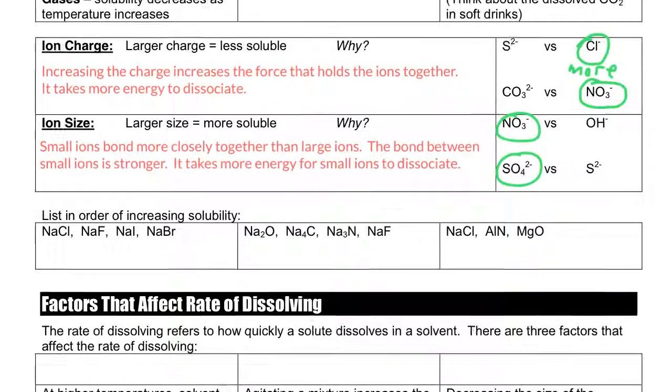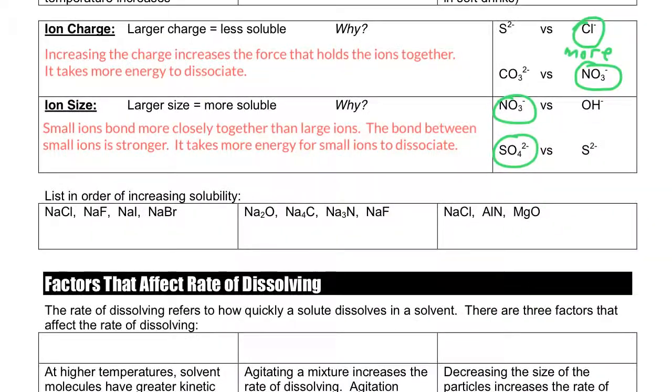Next, I have an example where you're going to apply what you learned about right here. So here I have sodium chloride, sodium fluoride, sodium iodide, and sodium bromide. And you're to list these in order of increasing solubility, so from least soluble to most soluble. Same idea over here and over here. So use the idea of ion charge and ion size to differentiate. Pause the video and try that. I'm going to put my answers up and you can see.